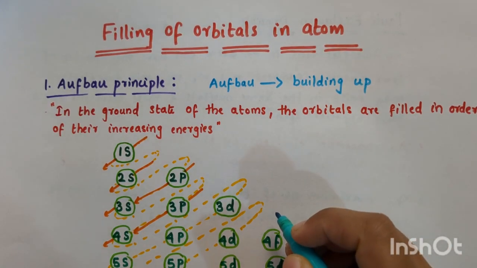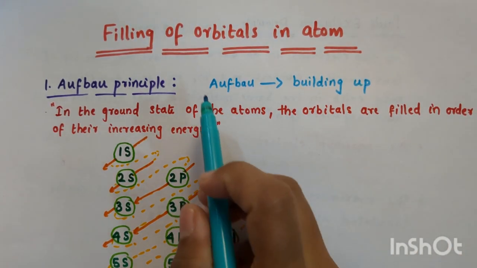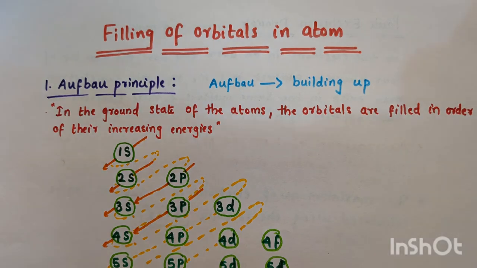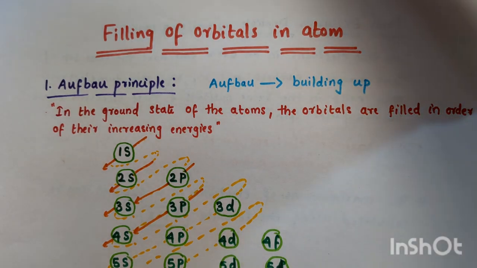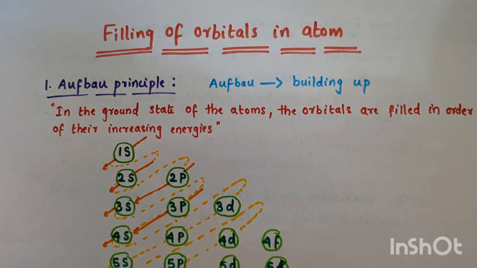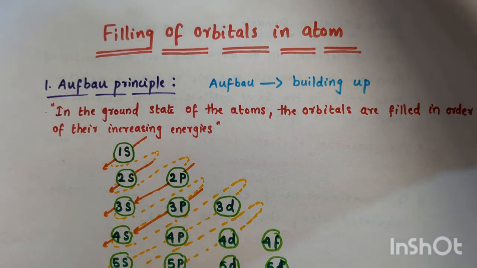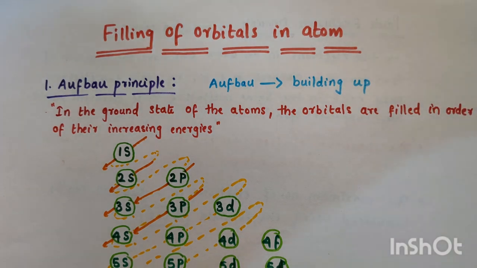Hello everyone. In this video, we are going to discuss the filling of orbitals in an atom. We will be discussing the Aufbau principle, Pauli exclusion principle and Hund's rule for maximum multiplicity from chapter 2, Structure of Atom, class 11 chemistry.